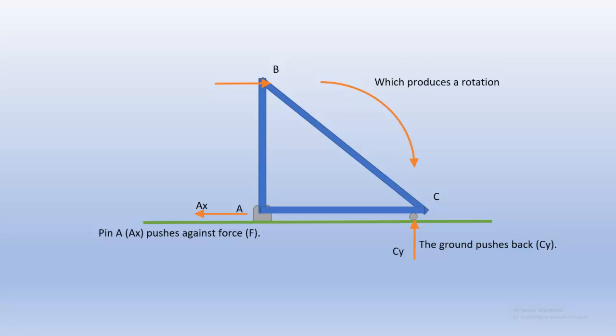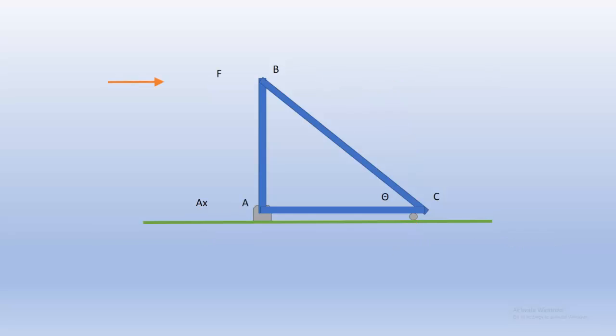That's going to produce an equal but opposite force AX. So the pin AX is going to push and resist the force F, and Cy is going to push up to resist the rotational aspect. Okay? This also generates one more external force. Let's take a look and see how this goes.